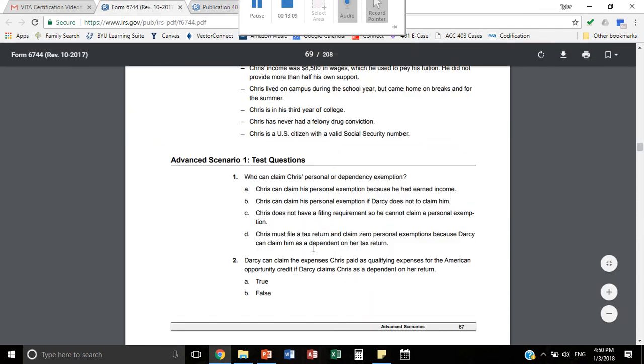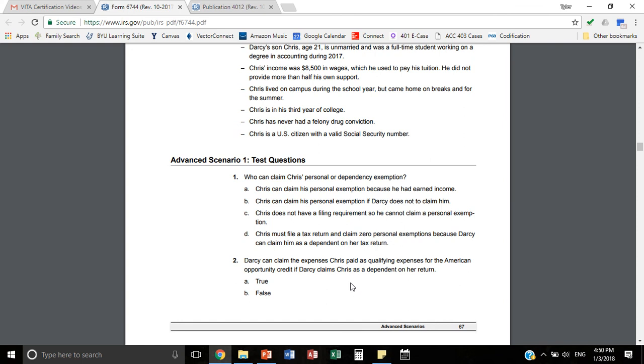So going back to the question, Darcy can claim the expenses Chris paid as qualifying expenses for the American Opportunity Credit if Darcy claims Chris as a dependent on her return. So yes, she can claim those expenses because Chris is a dependent and they're qualifying expenses, he does qualify for the American Opportunity Credit and fits all those criteria. So the answer would be A, true.